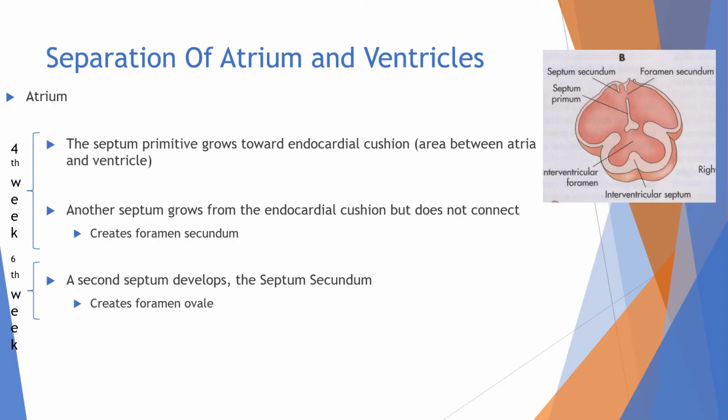So at this point now, the heart's folded and it's just one big empty space. So we know that the septums must come and divide into the four chambers. So first, the atrium. The septum primum grows toward the endocardial cushion, and that's the area between the atria and the ventricles. And then another septum grows from the endocardial cushion, but does not connect. And at first, this creates the foramen secundum, and that happens in the 4th week. By the 6th week, a second septum develops called the septum secundum, and that's going to create what we know as the foramen ovale.